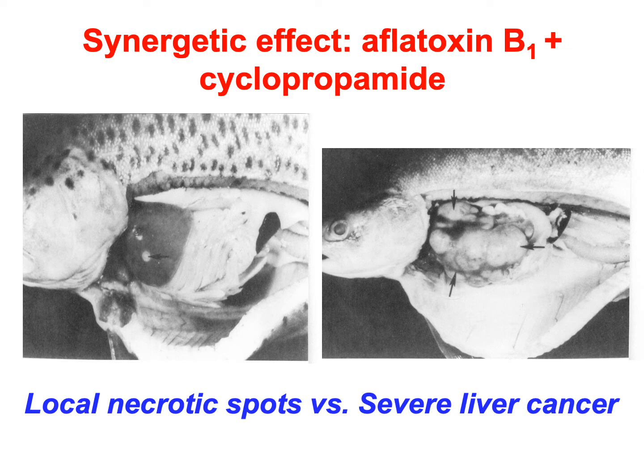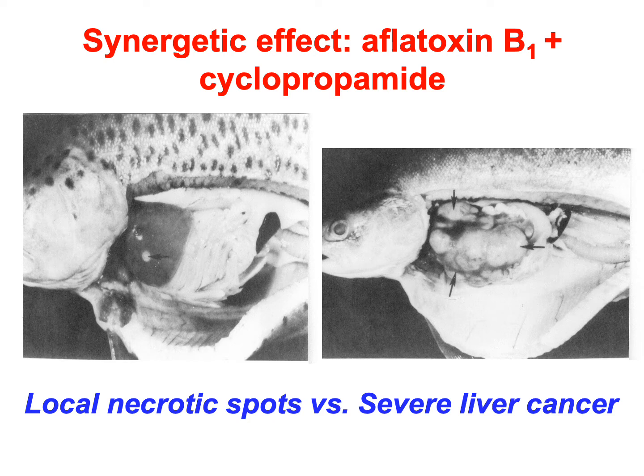You can see that aflatoxin B1 in a very, very low concentration, the concentration used being 1 ppb, parts per billion, was still able to cause local necrotic spots on the liver.